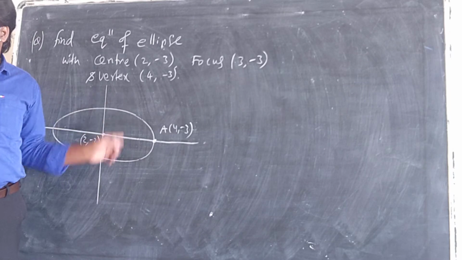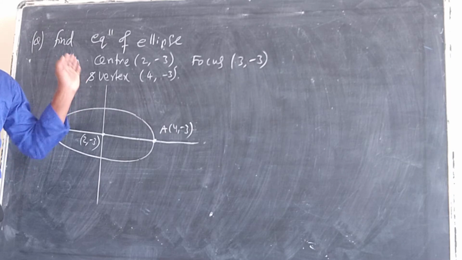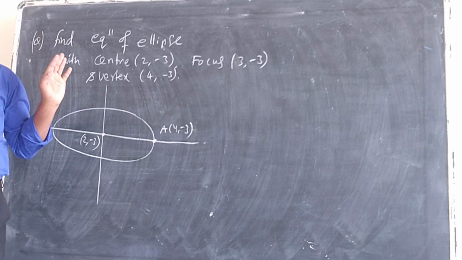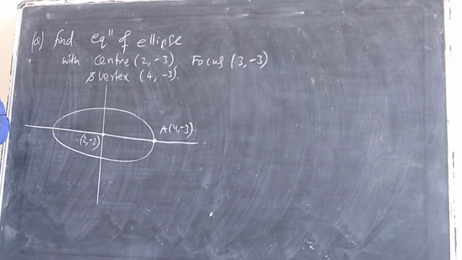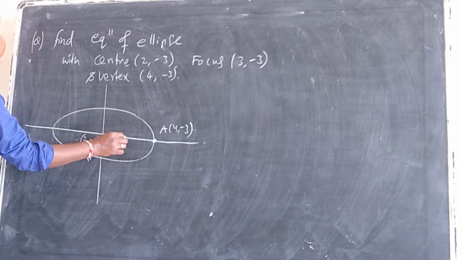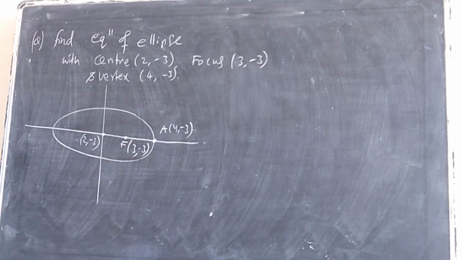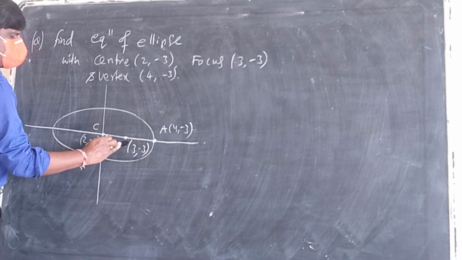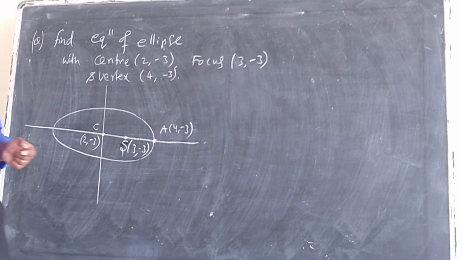It is not x-axis y-axis. Don't consider this as x-axis y-axis. It is somewhere in the quadrant, not at the origin. The center is (2, -3), not at the origin I want to say. I am just drawing this picture to try to understand. Then he is saying that the focus is, what is the focus they given? Focus is (3, -3), right? So this is the center, this is the vertex and this is the focus. Focus you can take S or you can take F, no problem.